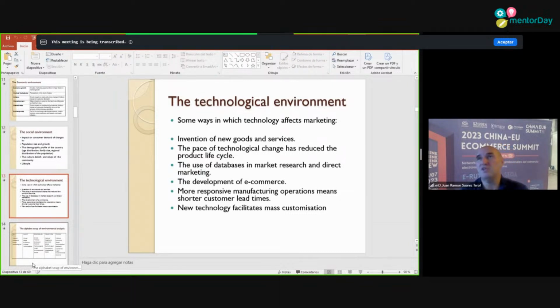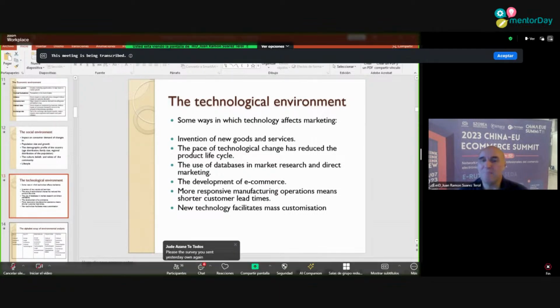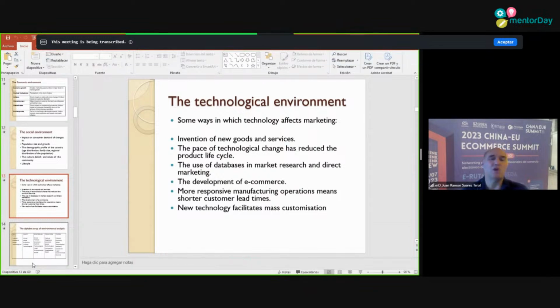Those of you that work in the digital area will understand that very well. The technology environment: the invention of new goods and services, and how you relate to other people. Obviously, everything related to the internet, or in terms of distribution, for example, we can do business to business and business to consumer in marketplaces. That is something that in the 90s we couldn't do. So technology advances are changing the role of the businesses we have, and we cannot do anything about that.